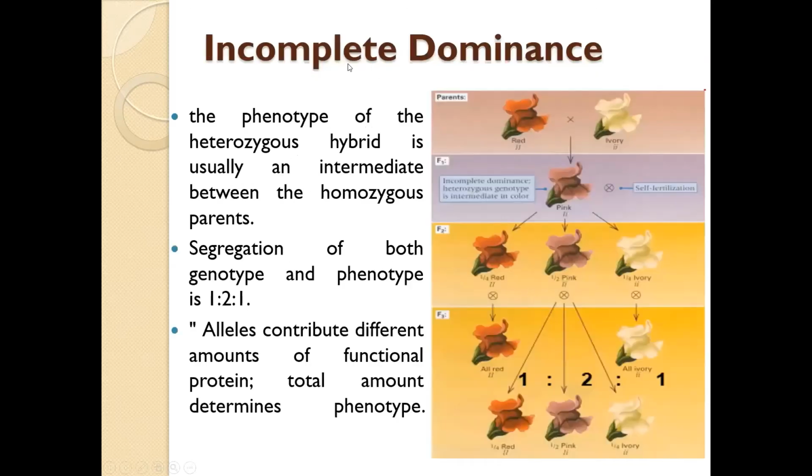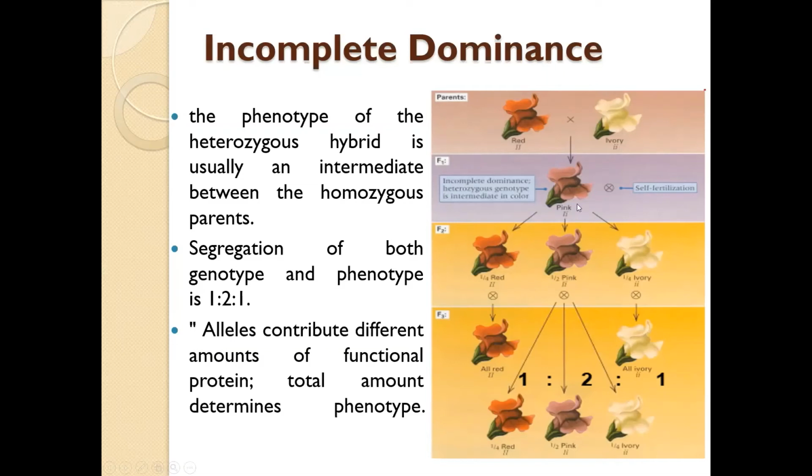So in the case of incomplete dominance, just look at the picture. Here a red flower and an ivory flower. The red flower is the dominant one and the ivory flower is the recessive one. But crosses between these flowers produce a completely different phenotype, that is a pink flower. So by looking at their inheritance pattern, we can see that in this pink flower, both of the genes from red and ivory are present.